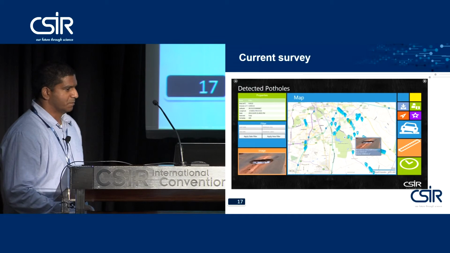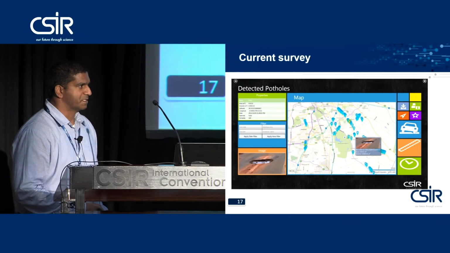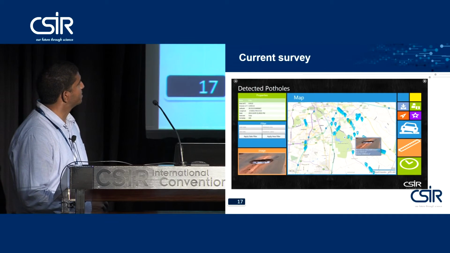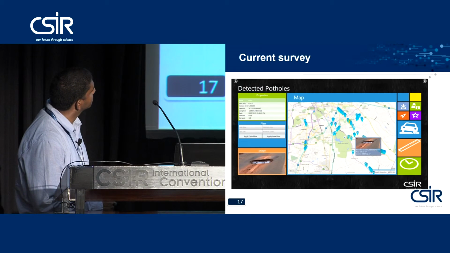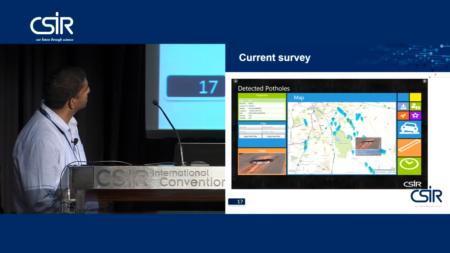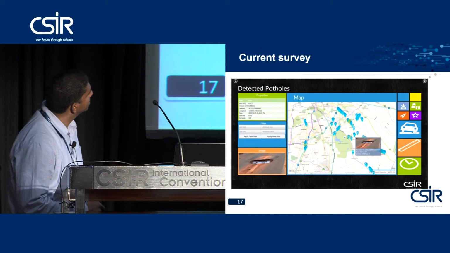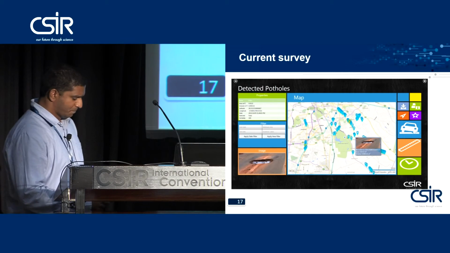This shows a bit of a survey that we've been running ourselves in the Pretoria East region. If you click any of these tags, they are actual potholes that look like that. This is out in the top end of Pretoria, so that's Delmas Road there, I think.